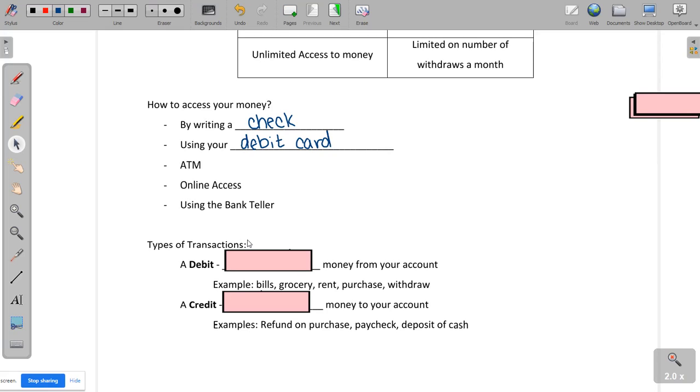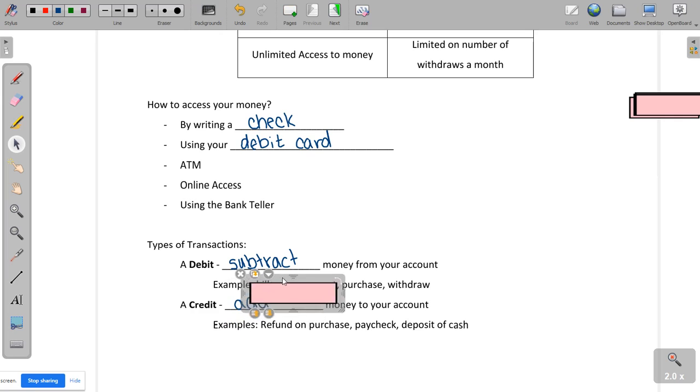Types of transactions. A debit is money that is subtracted from your account. So bills, groceries, rent, any purchases, or any withdrawals. A credit is money added to your account. So refunds out of purchases, your paycheck, and when you deposit your cash.